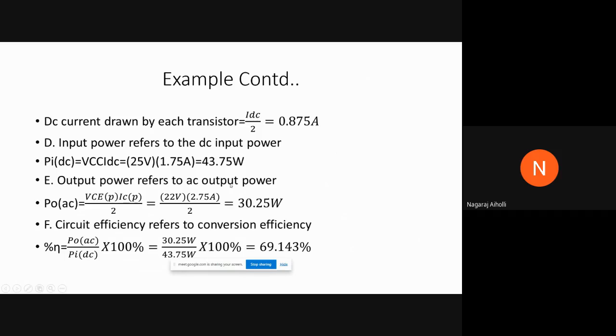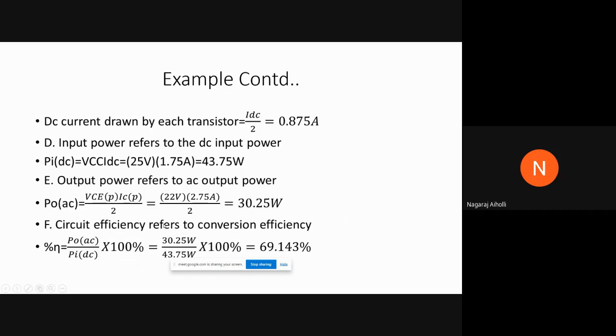The next is output power, the AC output power. P naught AC is equal to VC peak into IC peak by 2. This equation we have also discussed during the derivation for the transformer coupled class B push-pull power amplifier. So it is 22 volts into 2.75 ampere divided by 2. That will be 30.25 watt.